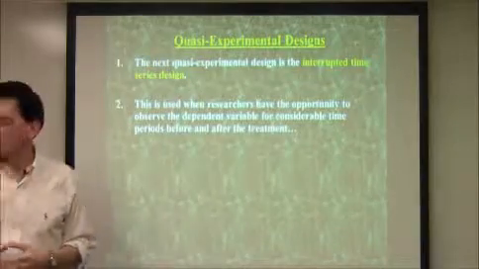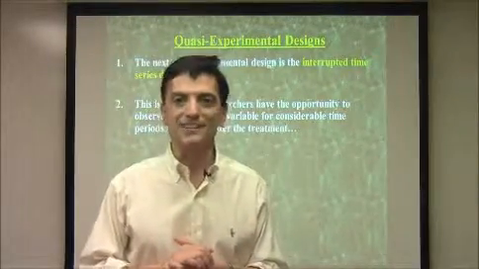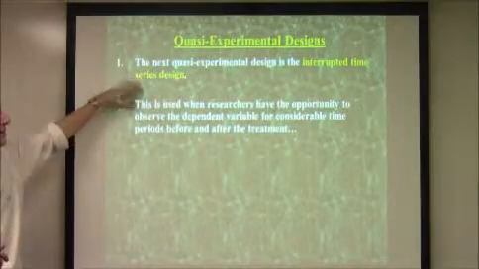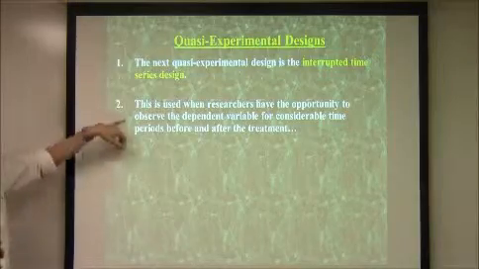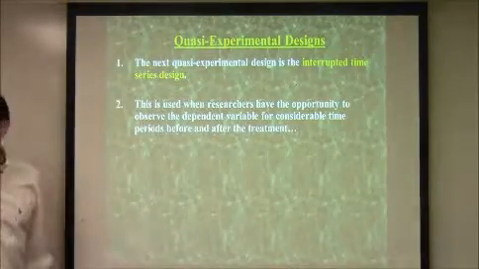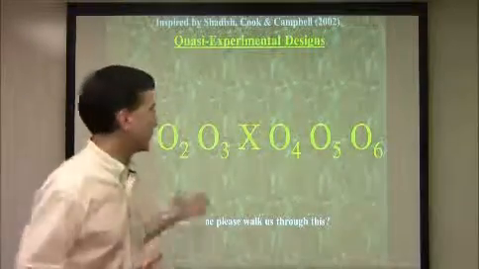Okay, why don't we go on and talk about the second of our 3 quasi-experimental designs. This is called an interrupted time series, and this is used when researchers have the opportunity to observe the dependent variable for a considerable time before and after the treatment is imparted. And this can be schematized in the following way.